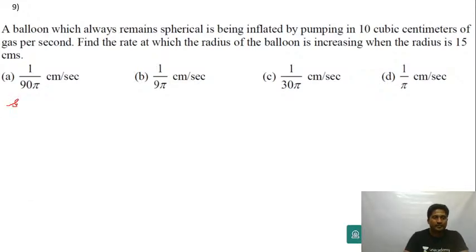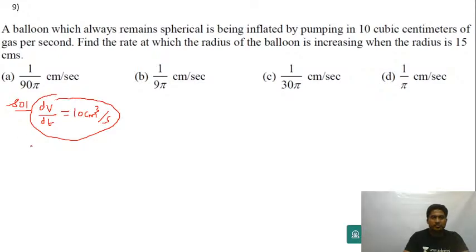A balloon which always remains spherical is being inflated by pumping in 10 cubic centimeter of gas per second. So centimeter cube should be volume because it comes in 3D. Rate of change of volume with respect to time is equal to 10 centimeter cube per second. So that's given in the question. Find the rate at which the radius of the balloon is increasing. I'm supposed to find out dr by dt when the radius is 15 centimeter, when r is equal to 15.